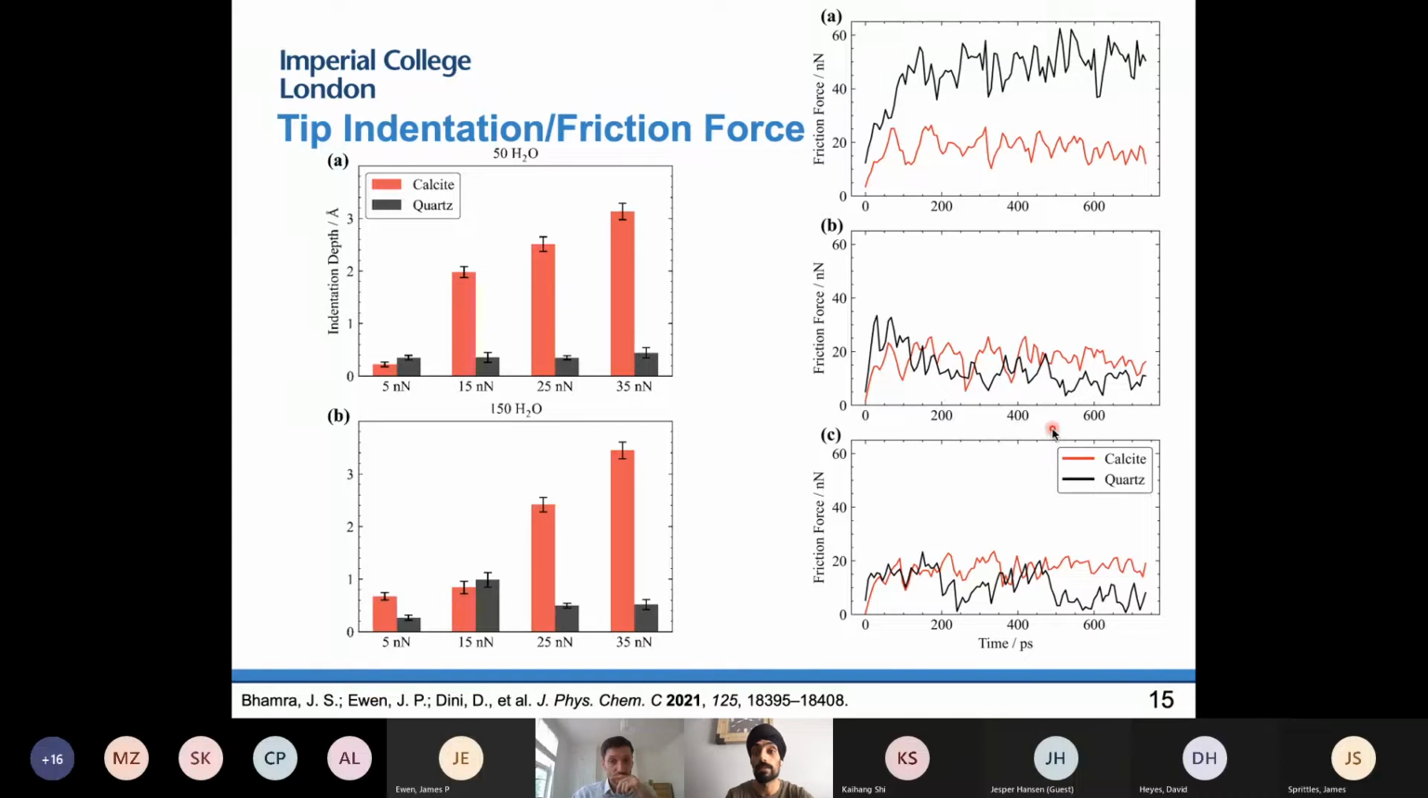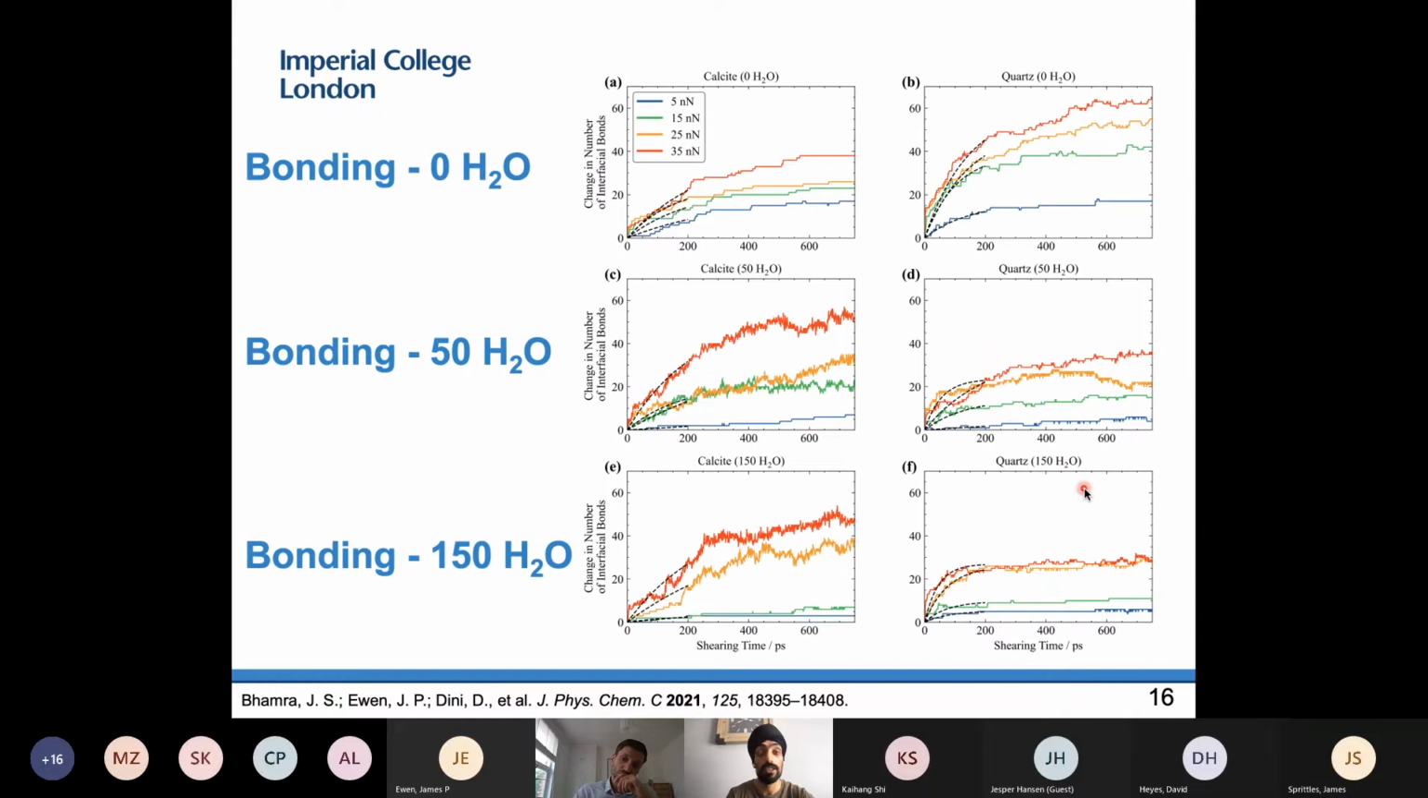GPa pressures. You can see, so the A is for the dry case, 50 water molecules, 150 water molecules. So you can see that the friction for quartz is much higher in the dry case, and then drops considerably lower as more water molecules are added. So this is just showing the interfacial bonding between the tip and the substrate itself.